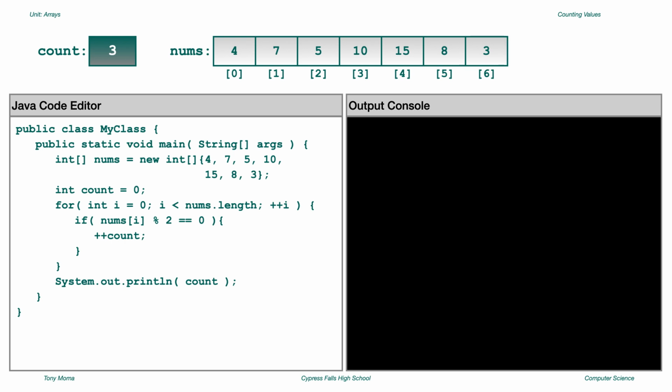All that's left to do now is to print out the final value of count, which is 3. There are 3 even values in our array.